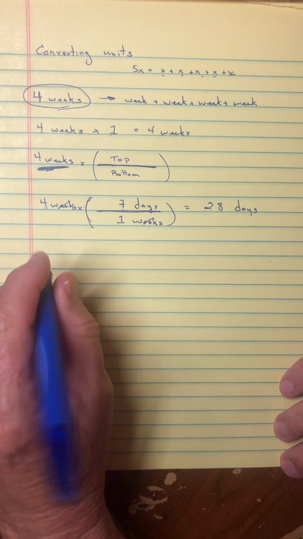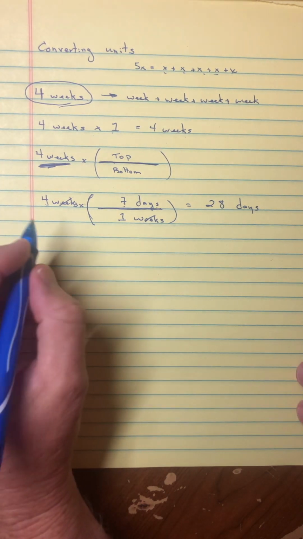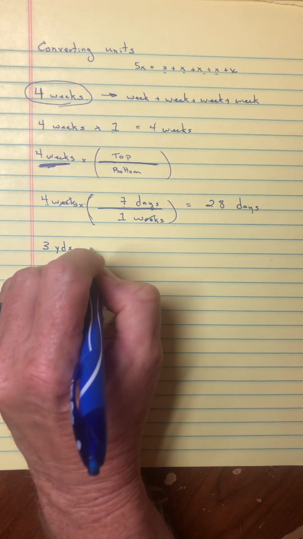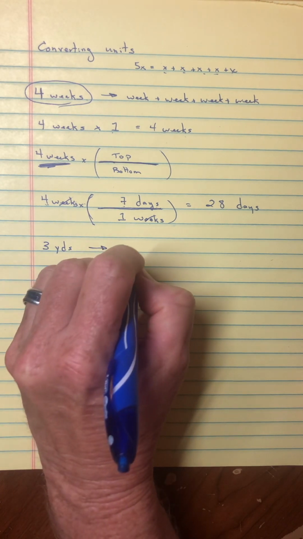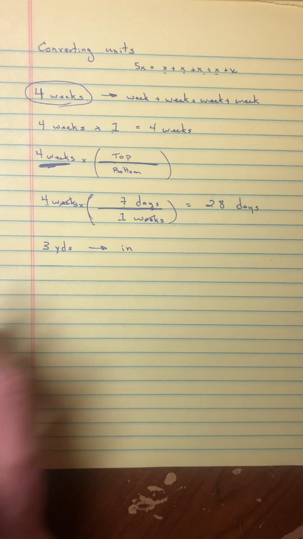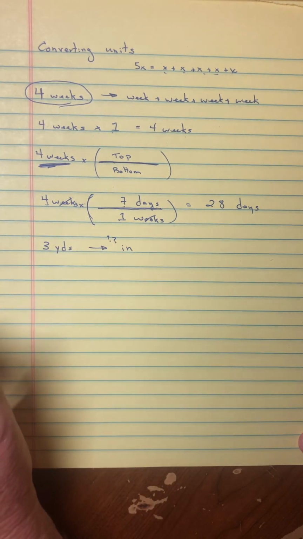And so that's basically it. I mean, this can continue and do something more clever. For example, what if I gave you something like 3 yards, and I asked you to convert that into a certain number of inches? How many inches is that?